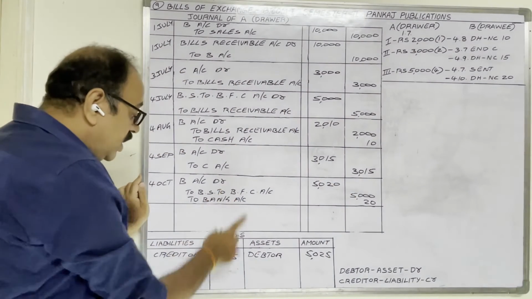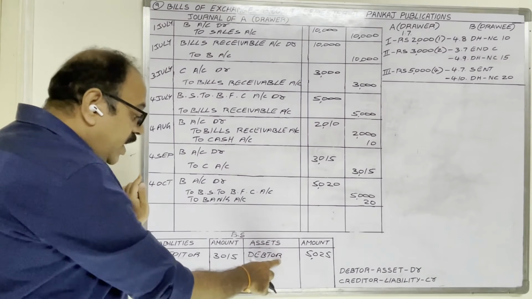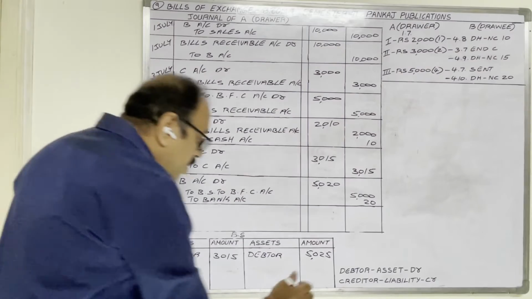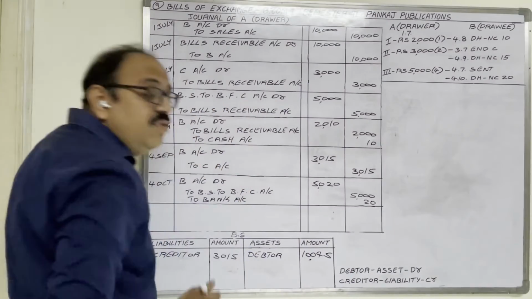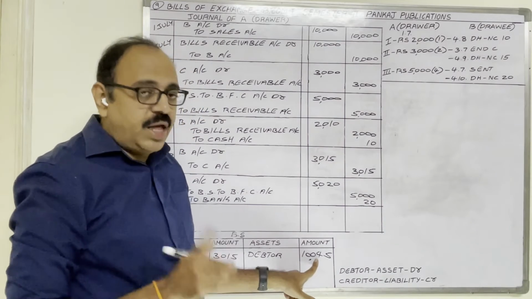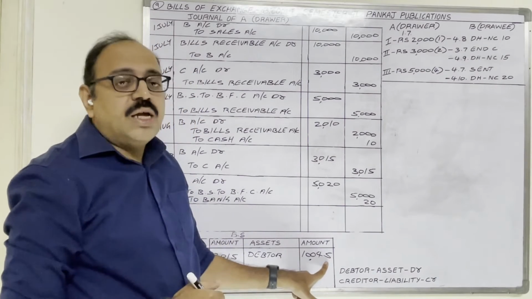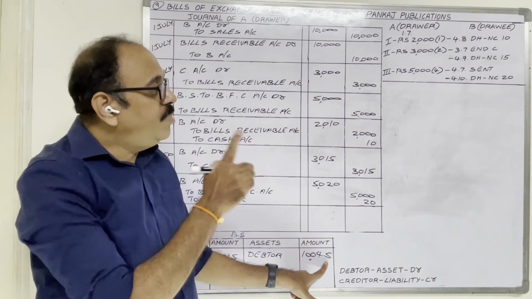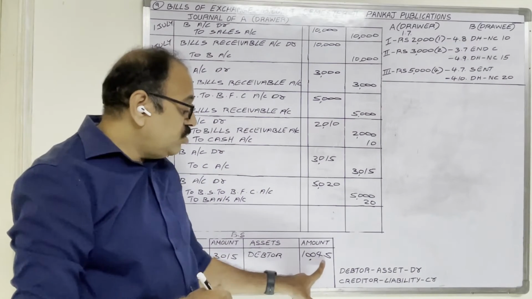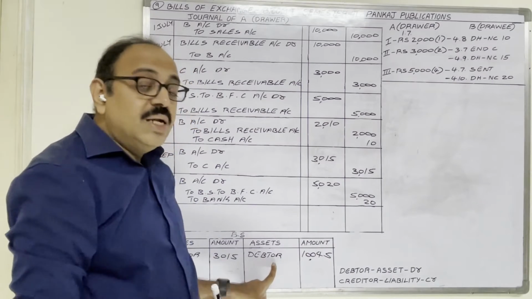What is the effect of this entry on balance sheet? Now debtor amount increases by 5020, then total becomes 10,045 rupees. In this, 3 bills amount 10,000, and 3 noting charges total 10 rupees plus 15 rupees plus 20 rupees, 45 rupees. So for 10,045 rupees, now B is a debtor.